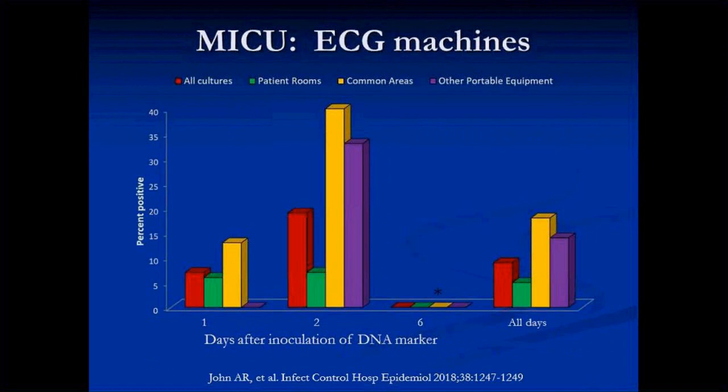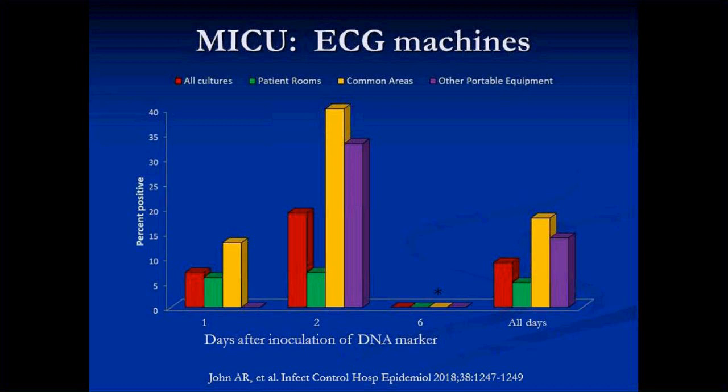We did a study, Amrita John, one of our fellows, did a study in our SICU. She contaminated Doppler ultrasounds and EKG machines in the MICU. And this is the data for the MICU. The ECG machines were contaminated, and she went back a day later to assess whether any of the viral DNA marker had gone from the ECG machine anywhere else in the unit. And as you can see, about 10% of the time it was detected in patient rooms, in common areas, in the ICU. So it was being spread around the ICU. As people touch the EKG machine, they're not cleaning it between use, and then they're spreading it onto surfaces in patient rooms.